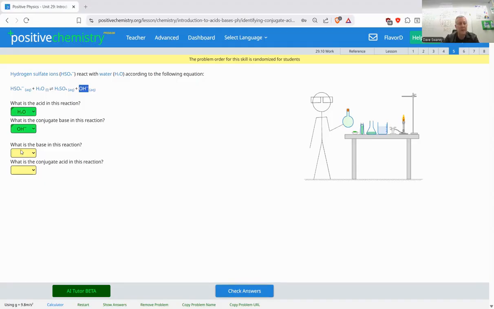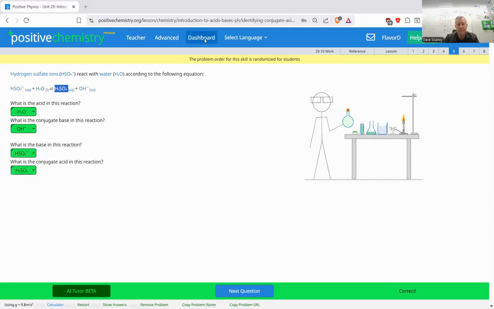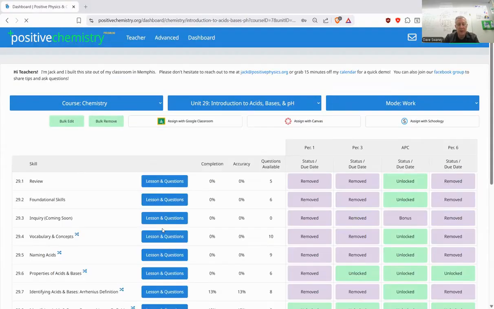I am right. What is the base? This, we said, gained an H plus as we go to the right. So that was the base. It forms the conjugate acid. This is the acid that it formed, or this is the chemical that would be an acid if we went backward. And I'm right. Let's go to the next section.